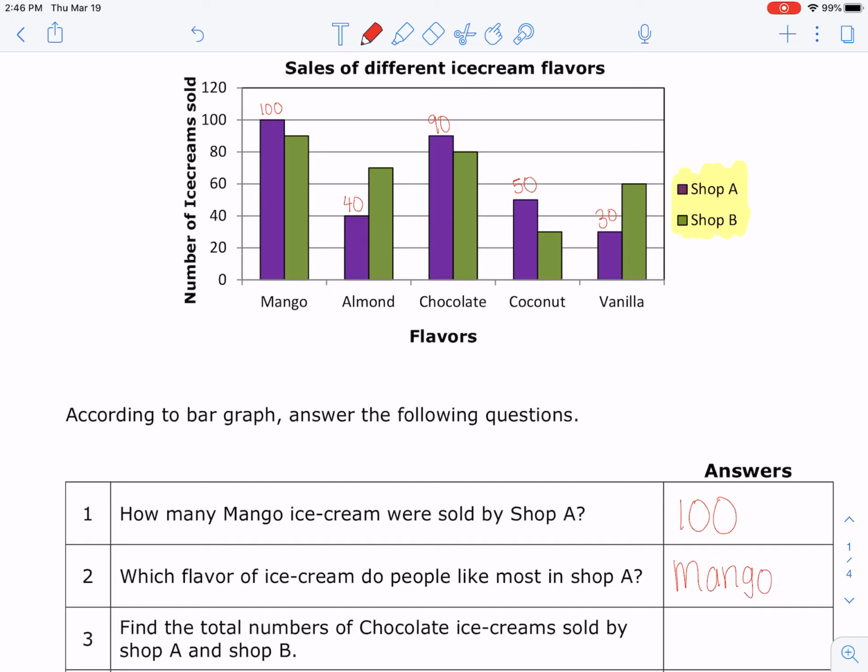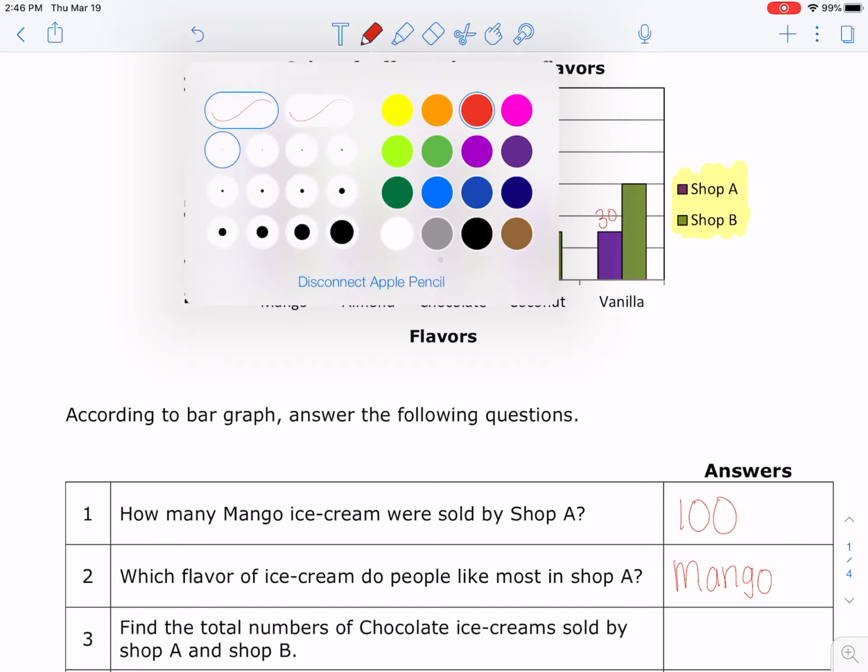Number 3, find the total number of chocolate ice cream sold by shop A and shop B. So now we're looking at chocolate, and we're going to look at the total number sold from shop A and B. So I'm going to look at shop B's number. And for chocolate, they had 80 sold. So 90 plus 80 would give you 170.